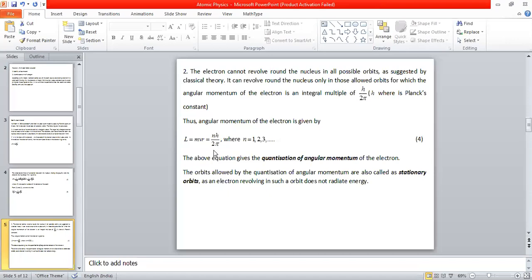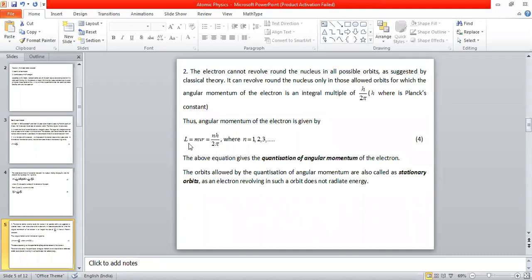Okay, for example, if I substitute n is equal to 1, angular momentum becomes 1h/2π. That is called the first allowed orbit or first stationary orbit. If I substitute n is equal to 2, L becomes 2h/2π. That is the second allowed orbit or second stationary orbit. If I substitute n is equal to 3, the angular momentum becomes 3h/2π. The orbit in which angular momentum is 3h/2π is the third allowed orbit or third stationary orbit, and so on. Okay na? So this is what we call quantization of angular momentum.